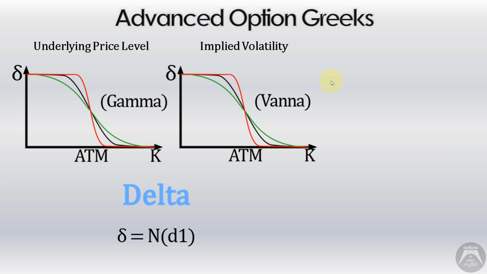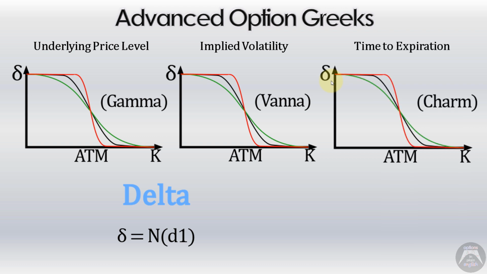Now, how does delta change with time to expiration? Well, as time starts passing, if you have a lot of time, the graph is going to be like this. The curve is going to be spread out. As time starts passing and there's less and less time to expiration, you're going to see that line start approaching the actual expiration line, which is going to be, like I said, a very sharp line where it's 1 for everything that's in the money and 0 for everything that's out of the money.